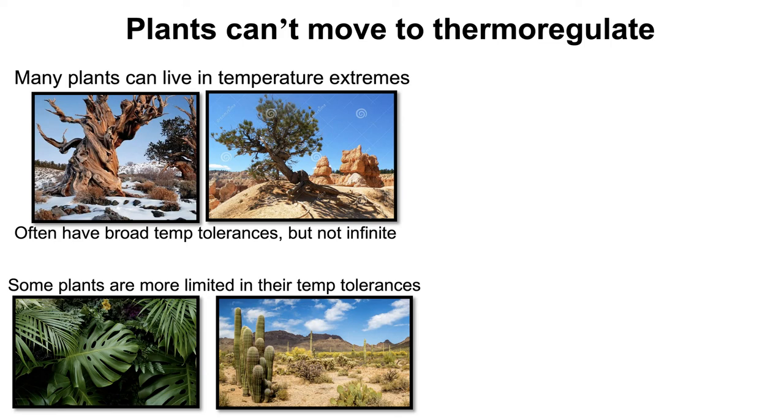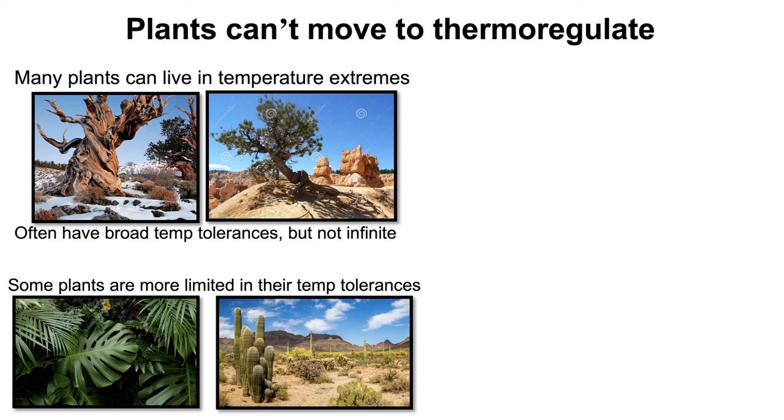For example, you can look at these bristlecone pine trees that survive in the desert. They can survive extremely hot temperatures and extremely cold temperatures, a huge temperature range. And I know this tree looks dead over here on the left, but it is in fact alive. So you often see very broad temperature tolerances, and plants have evolved these broad tolerances because, once again, they can't move to thermoregulate.